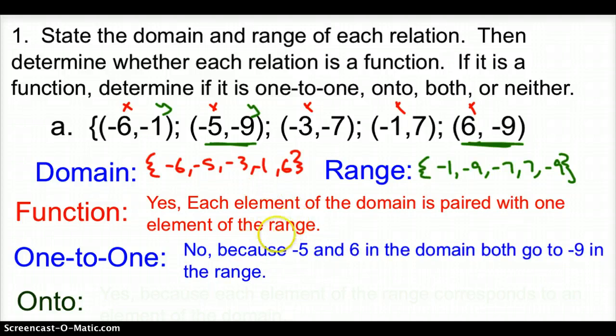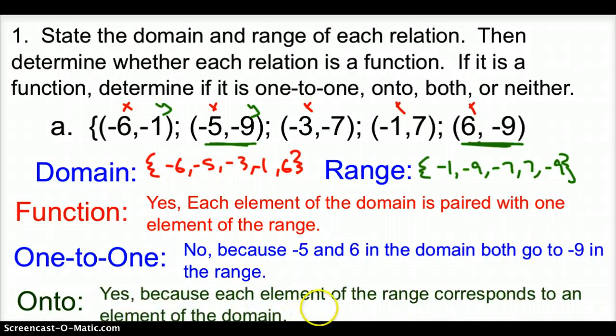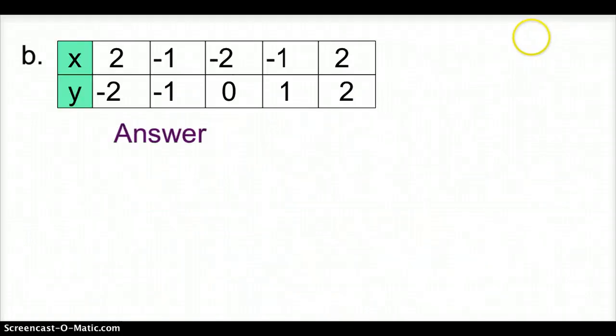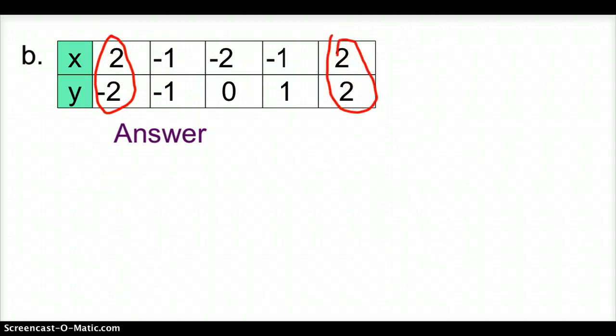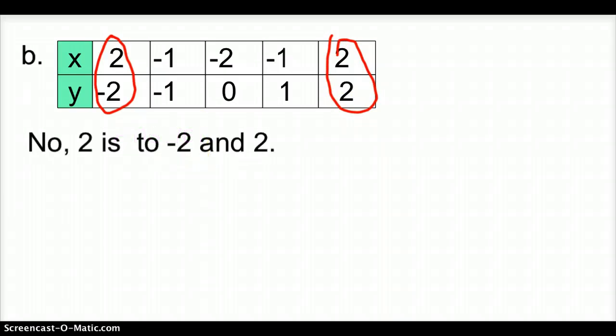And then finally, is it onto? Your answer is yes, because each element of the range corresponds with an element of the domain. There is not a wasted range, so it is an onto function. Let's take a look at part B of it. Now, is this a function? Well, let's look at it. We have our x and we have our y's. Now look at your x's. Notice how this 2 goes to -2 and this 2 goes to +2. Is that allowed in a function? And you guessed it, it is not allowed in a function because 2 goes to -2 and +2.